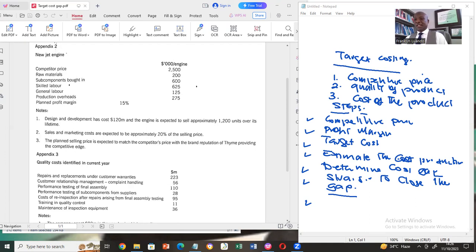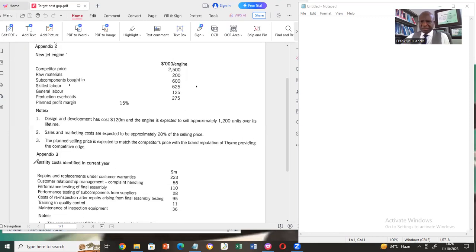Now, I want to discuss the strategies that can be used to close the gap. The strategies that can be used to close the gap are as follows.